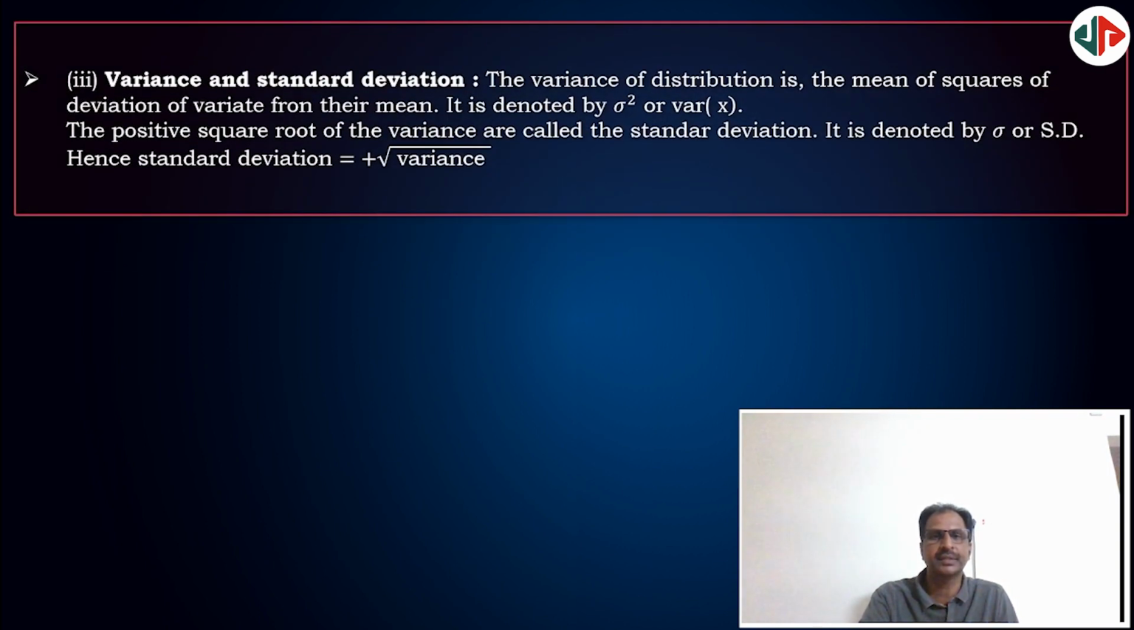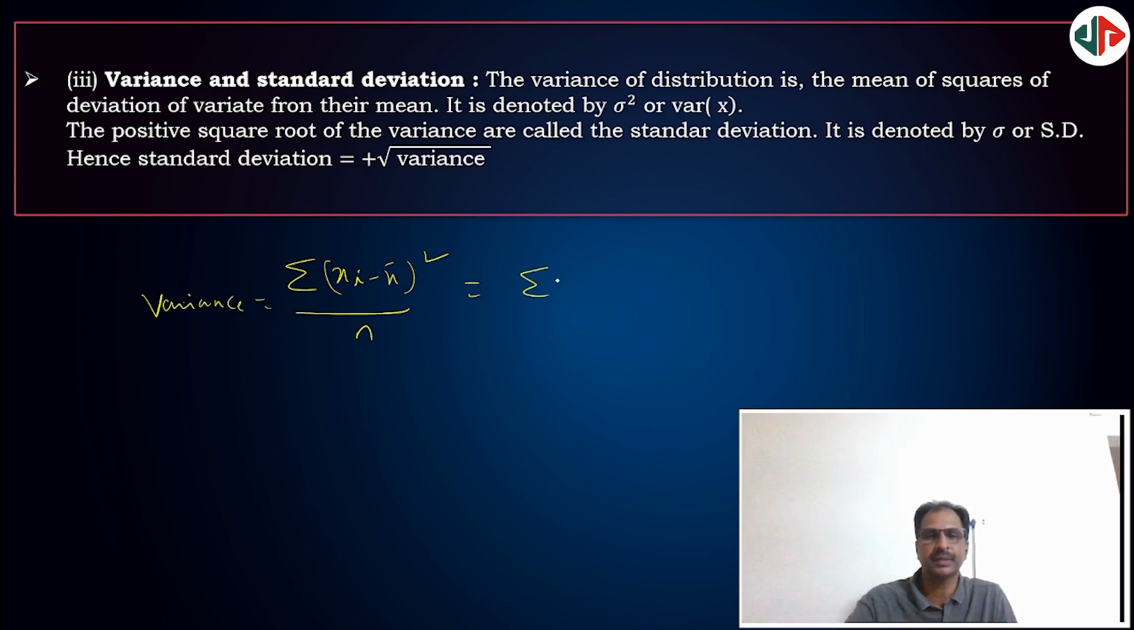Next, variance and standard deviation. Variance of a distribution is nothing but the mean of squares of deviations of the variable from their mean. What does it mean? It is the mean of the sum of squares of the deviations from their mean. That is sigma xi minus x bar whole square by n. This is the variance.